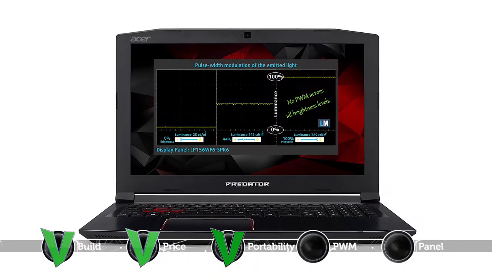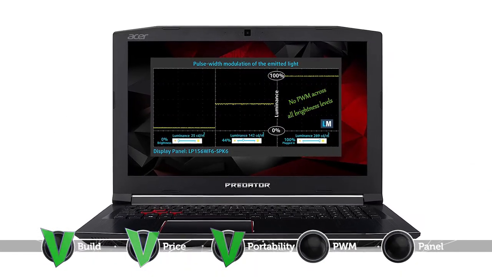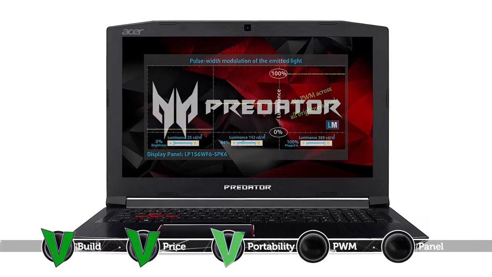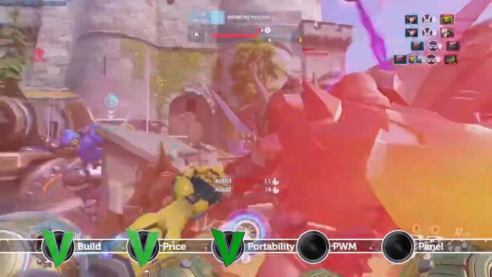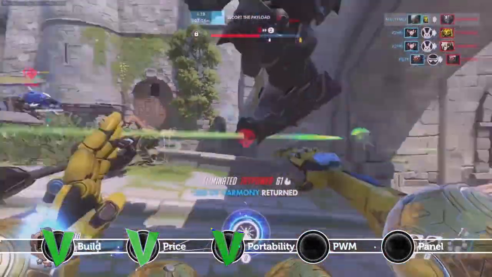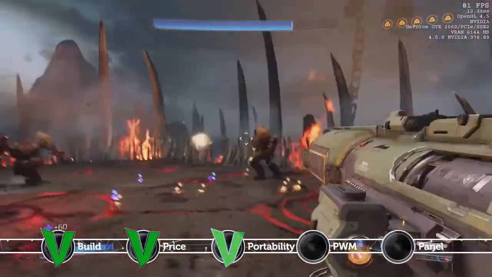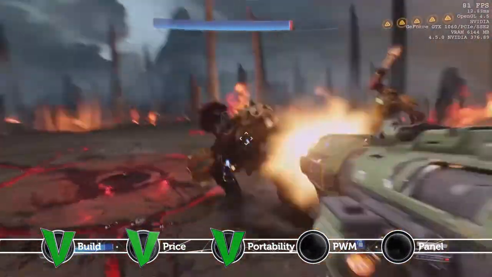Another important advantage of the laptop is that it's PWM free across all brightness levels, which means it can be used for long periods of time without causing unnecessary eye strain. This is great news, especially for users that spend most of their day in front of a monitor. You could also check out our Health Guard profile that helps limit the negative blue light emissions while preserving color accuracy as much as possible.